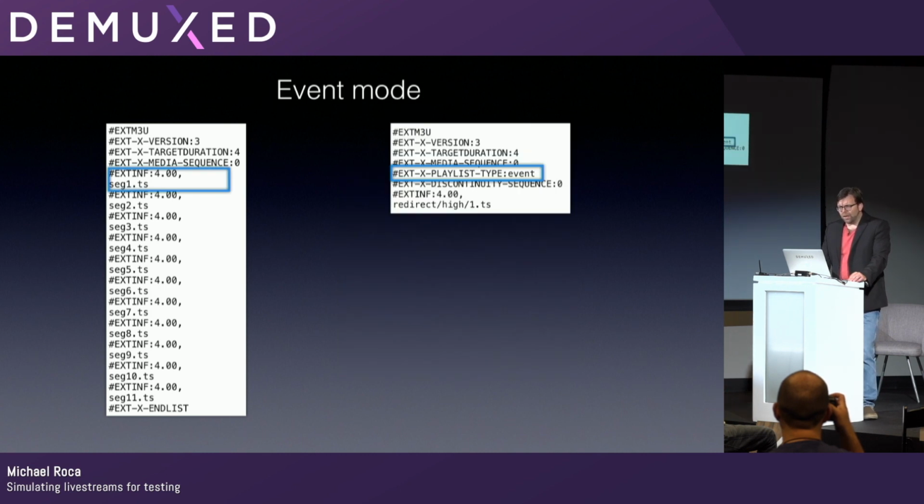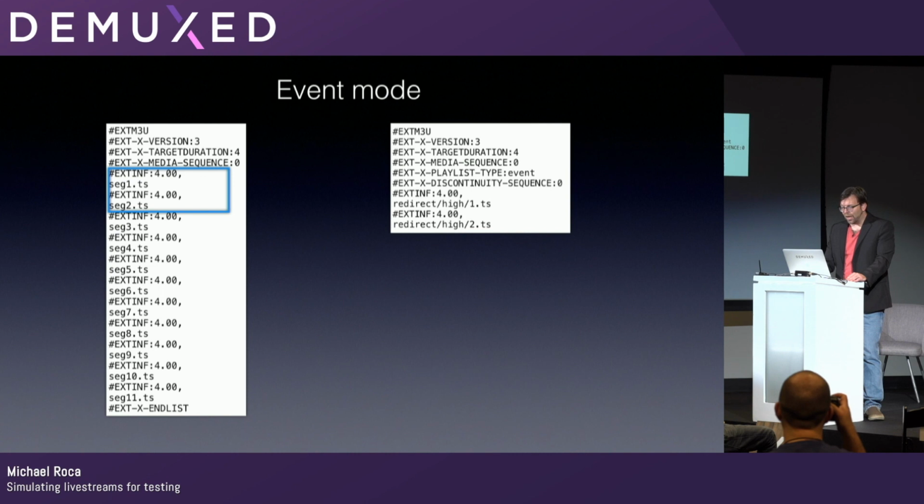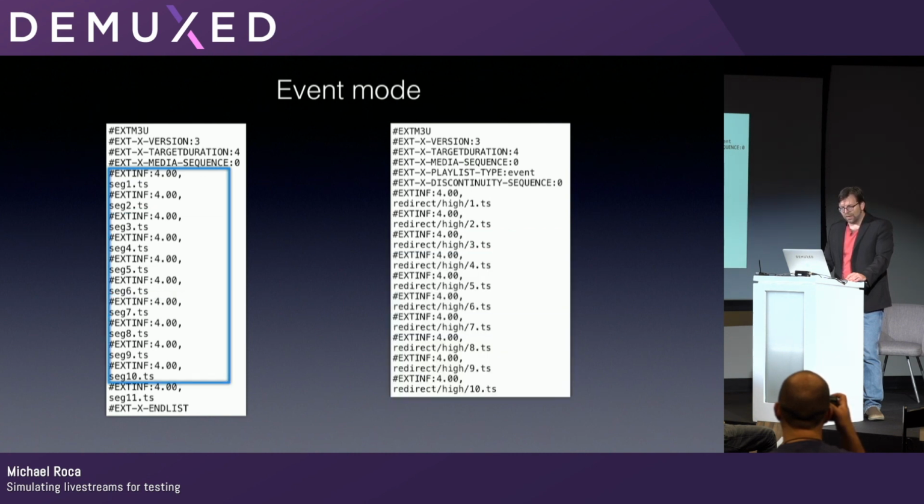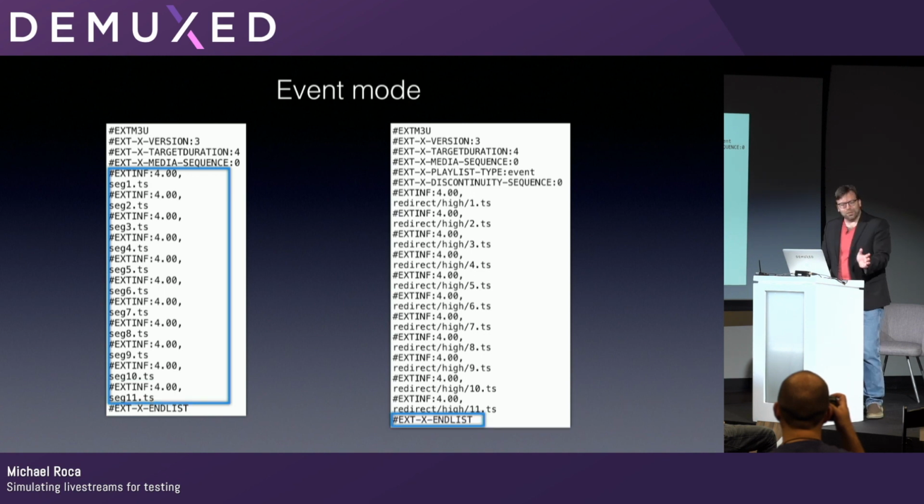Murphy also supports event mode. So instead of a sliding window, we have an expanding window. As time goes by, you'll notice that it continues down, and as soon as it gets to the end, instead of starting over, like a normal event, the most common use case is that once the event is over, it's just a simple VOD file. So Murphy will add the end list to the end, and Murphy will host it as a VOD file from then on.